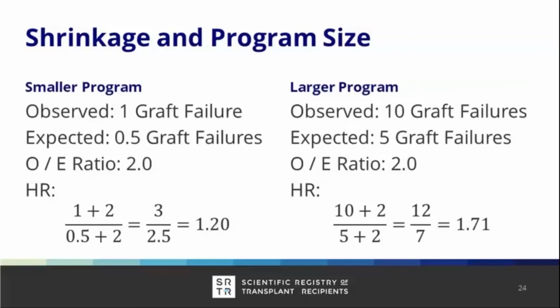So we can look at an example here, right? For a smaller program, suppose we observe 1 graft failure, and we expected 0.5 graft failures, okay? So the O/E ratio in this case would be 2.0. We have twice as many graft failures as we expect, but we're going to do shrinkage, right? Our hazard ratio, we're going to take the 1 observed and add 2 to it to make 3. We have 0.5 expected graft failures. We're going to add 2 to that to get 2.5. And 3 divided by 2.5 is 1.2. So we have taken that 2.0 and we have shrunk it toward 1. So it's still greater than 1 because there are more graft failures than expected. But it's not at 2. It's in between 1 and 2, and we've shrunk it a fair amount towards 1. And we're doing a lot of shrinkage because there's not a whole lot of data here. It's a small program. They only did a small number of transplants probably.